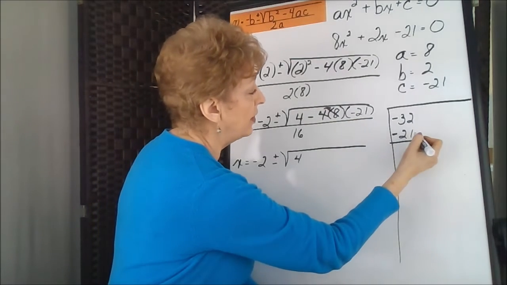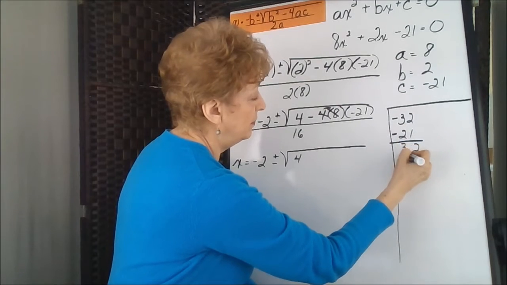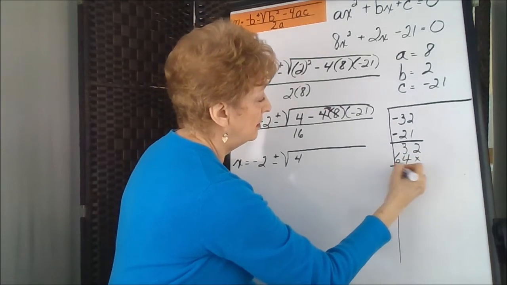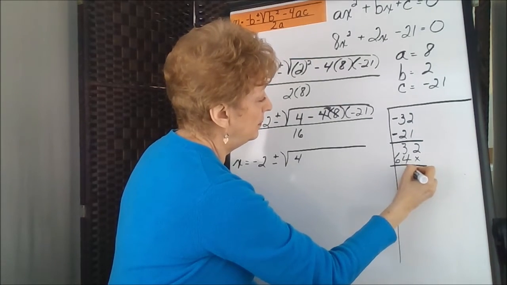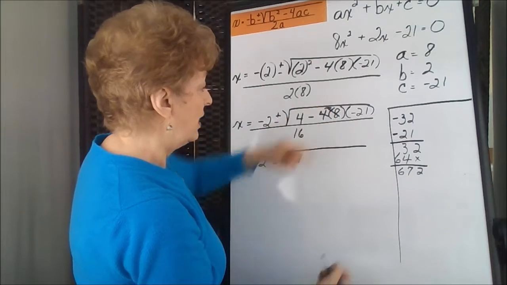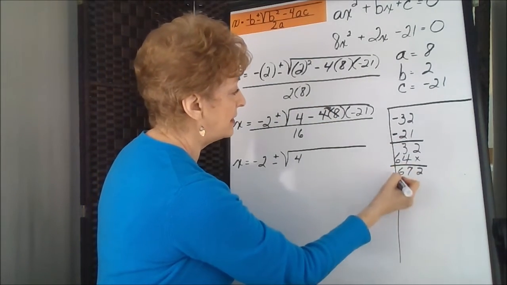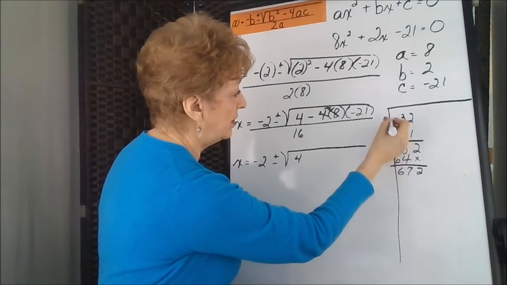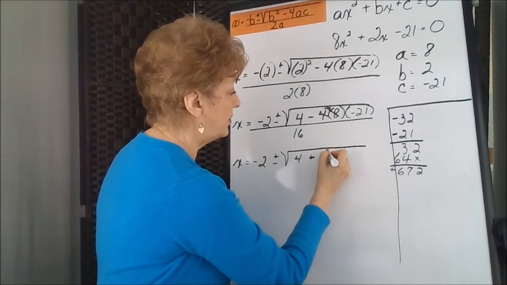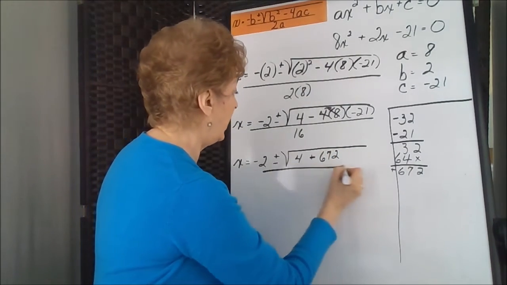So let's do this calculation. 2 and 3, 4, 6. So our calculation here comes to a positive, because we have two negatives here. Negative times a negative is a positive 672 divided by 16.